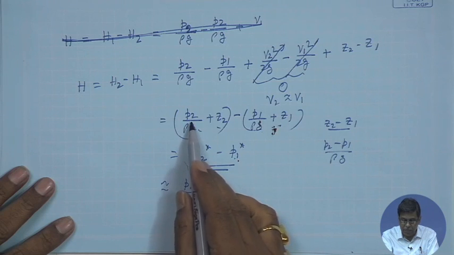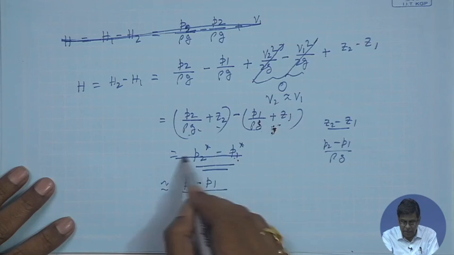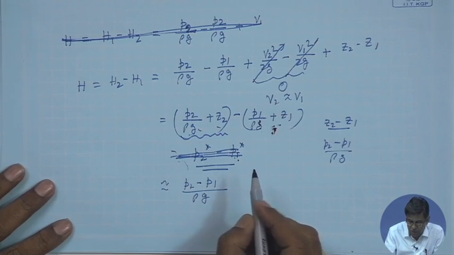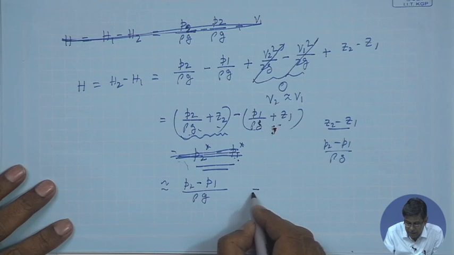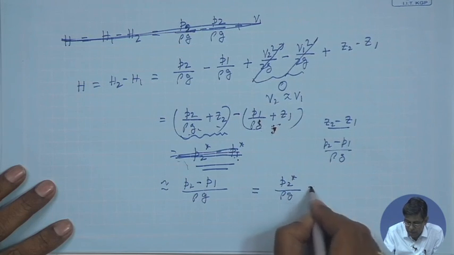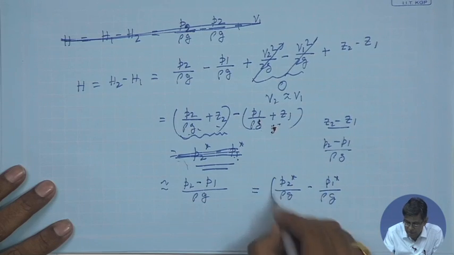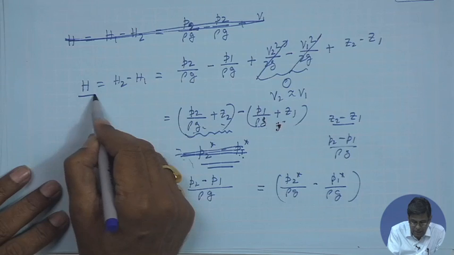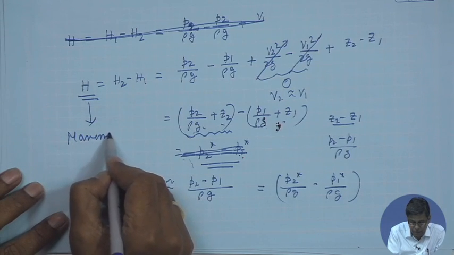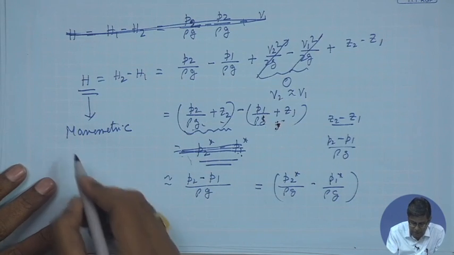So, P2 star actually is P2 plus rho g Z2. It cannot be written simply as P2 star; it is the piezometric pressure head. So, therefore, it can be written as P2 star by rho g minus P1 star by rho g. However, the sense is the same. That is why this head is known as the manometric head, because it can be found out by the reading of the manometer.